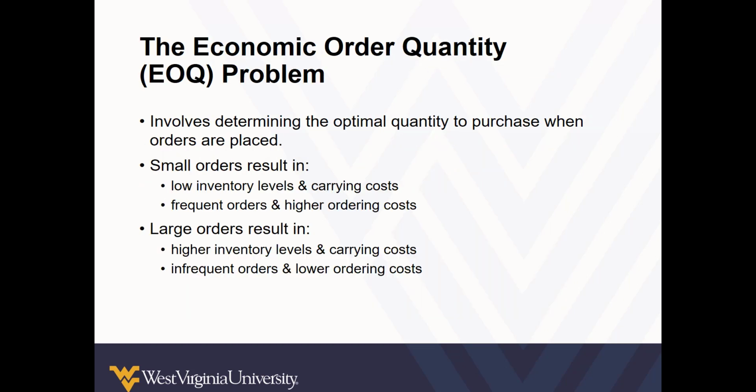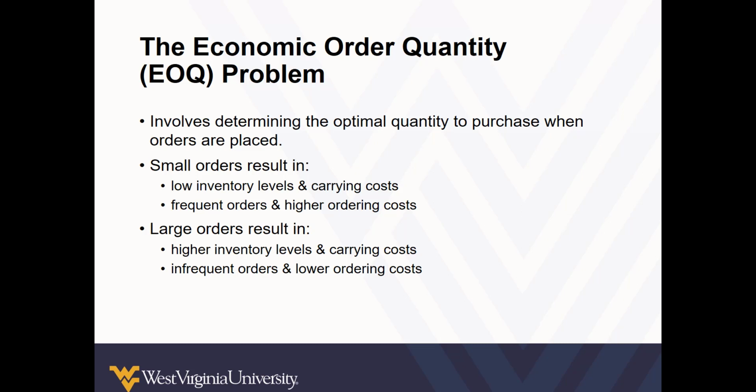So let's look at an example. Let's look at the economic order quantity problem. It's one of the most common business problems for which nonlinear optimization can be used. This problem is encountered when a manager must determine the optimal number of units of a product to purchase whenever an order is placed.